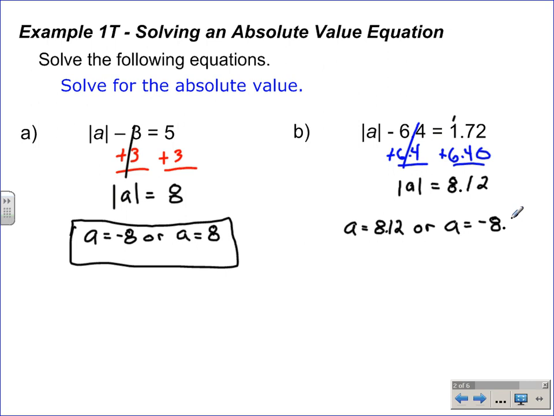When you have absolute value equations, there's always going to be two answers, not necessarily opposites as in this case. We're going to see that in example 2. But when you have absolute value equations, there's always going to be two answers.